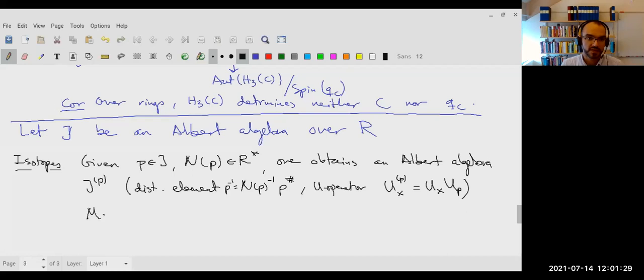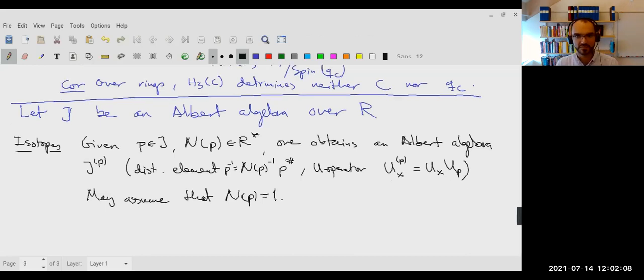And we may assume that the norm of P is equal to 1. So what do I mean by that? Given our Jordan algebra and an element inside this Jordan algebra, we can create an isotope. We can do this for any P with invertible norm. But any such isotope will be isomorphic to an isotope where P has norm 1. So we only need to consider P with norm 1.